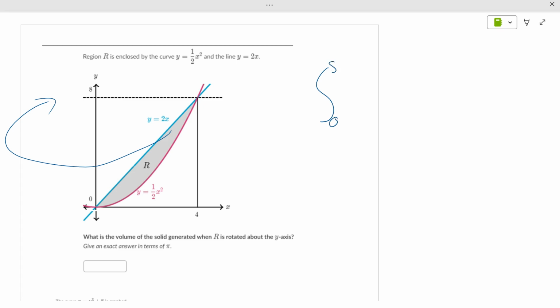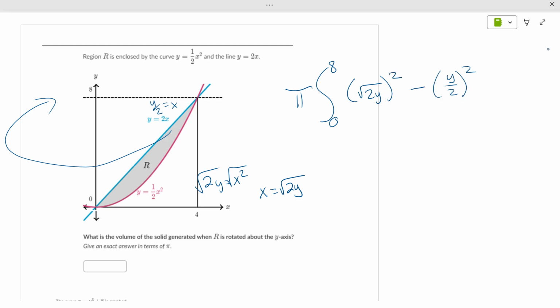So from 0 to 8, because we're going around the y-axis, pi is in front, and then you can take the far curve minus the near curve. But because we're going around the y-axis, we have to solve for x. So solving this one for x, 2y equals x squared, so x equals the square root of 2y. Solving this one for x, y over 2 equals x. So it's the square root of 2y squared minus y over 2 squared dy.